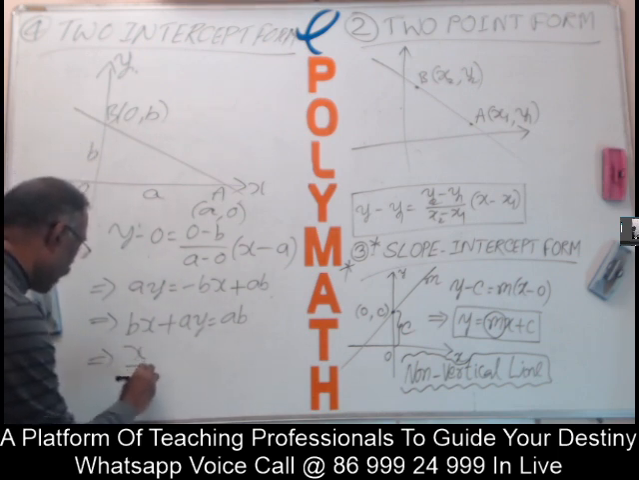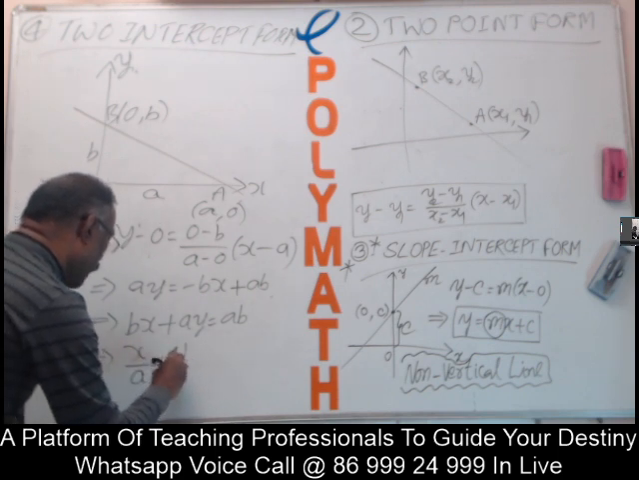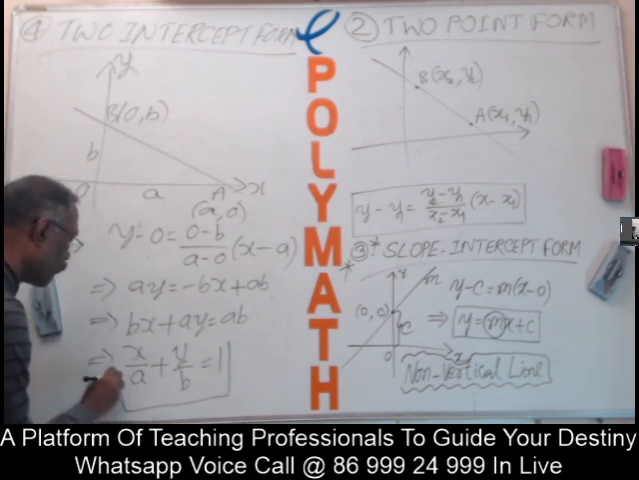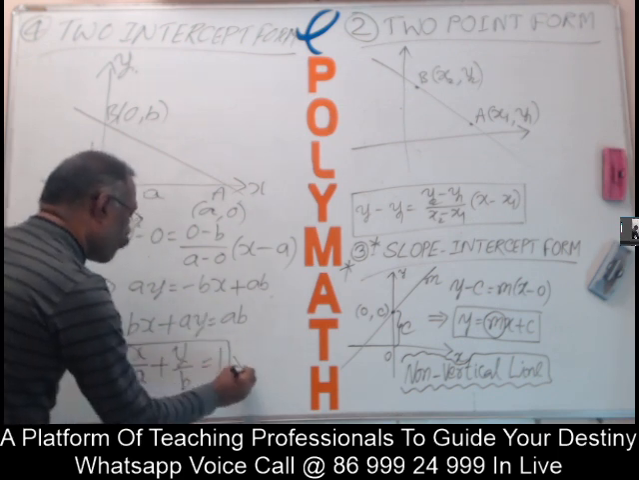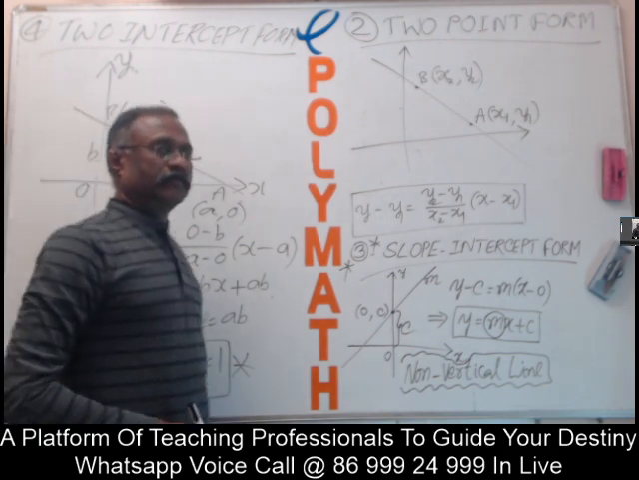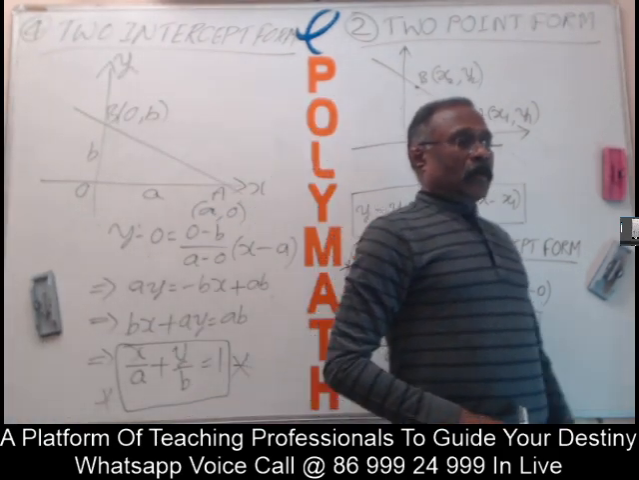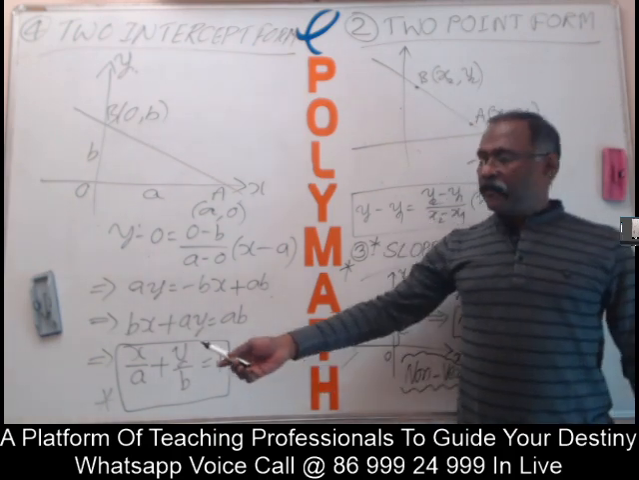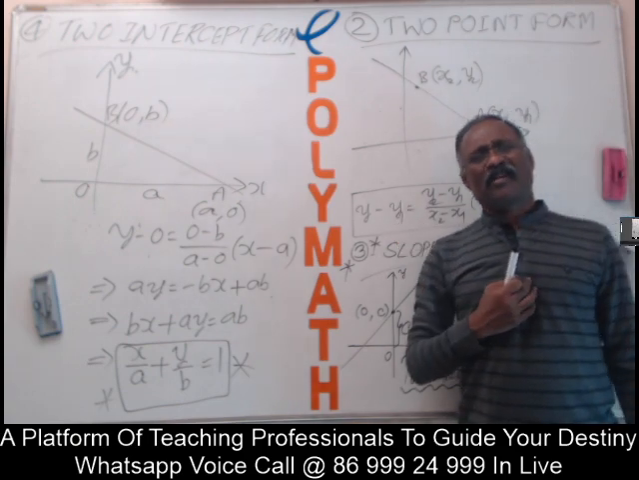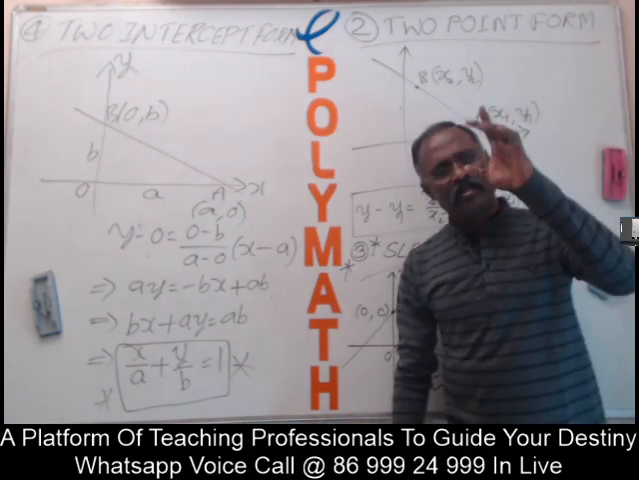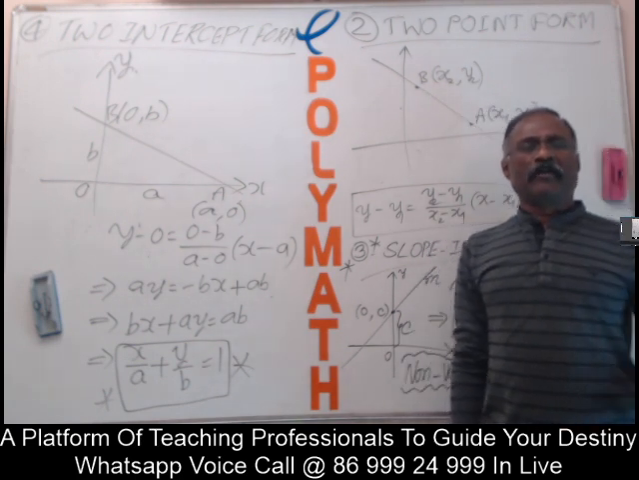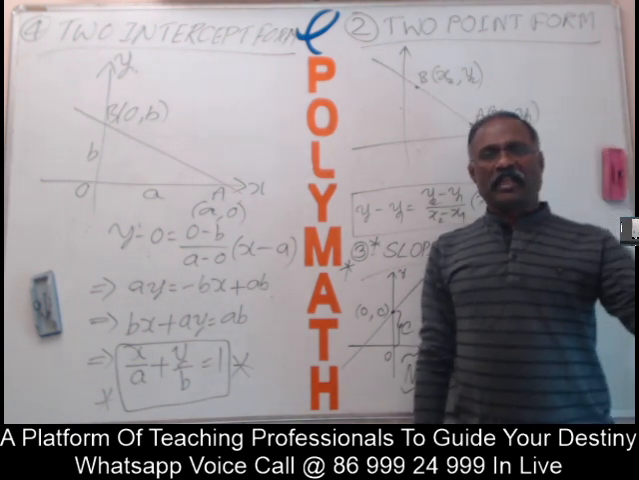x by a plus y by b is equal to 1. Fourth form, please. x by a plus y by b is equal to 1. This is a derivation, we use this. So what is it that we did? In all the 4 derivations, we use the first form only. What is the first form? Slope point form. What is the slope point form? y minus y1 is equal to m into x minus x1.